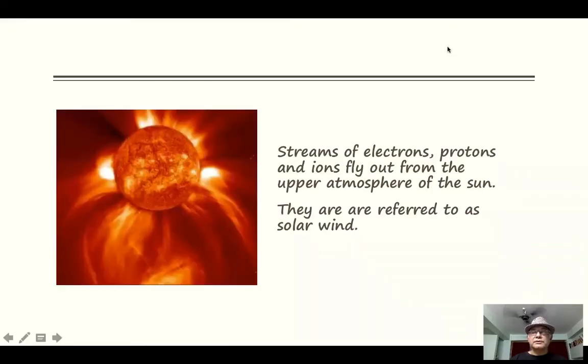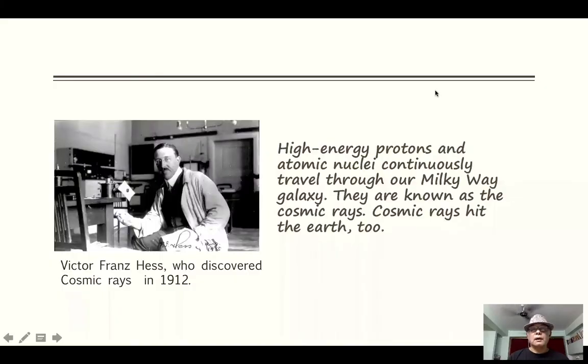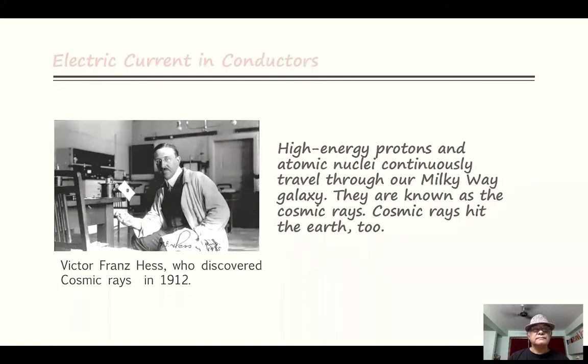Streams of electrons, protons, and ions fly out from the upper atmosphere of the sun. They are referred to as solar wind. High energy protons and atomic nuclei continuously travel through our Milky Way galaxy. They are known as the cosmic rays. Cosmic rays hit the Earth too. This is a photograph of Victor Franz Hess, who discovered cosmic rays in the year 1912.